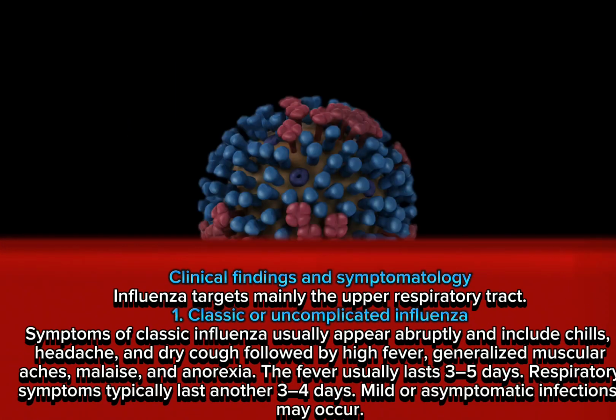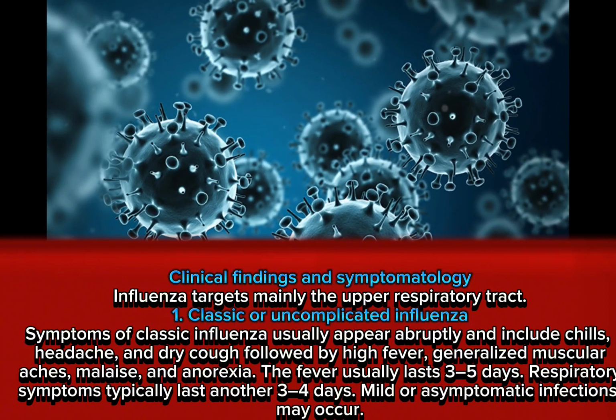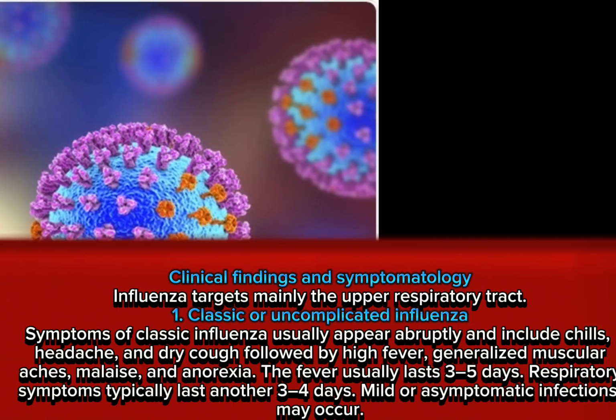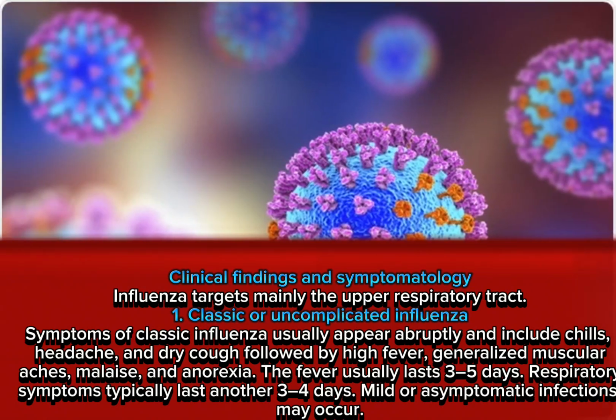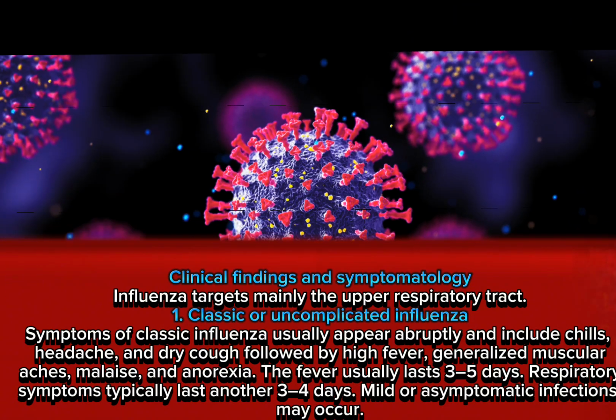Clinical findings and symptomatology. Influenza targets mainly the upper respiratory tract. 1. Classic or uncomplicated influenza. Symptoms of classic influenza usually appear abruptly and include chills, headache, and dry cough followed by high fever, generalized muscular aches, malaise, and anorexia. The fever usually lasts 3 to 5 days. Respiratory symptoms typically last another 3 to 4 days.